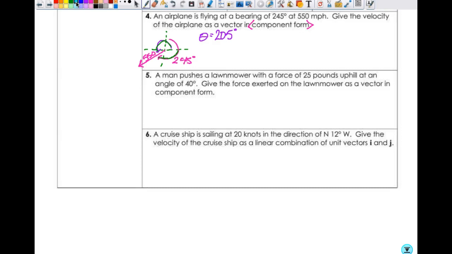All right. So now that we've got that, we want our vector in component form. So our vector is equal to the magnitude, which they gave me, 550, times the cosine of theta. It's very important they're using theta, not just the angle that they gave you, and that's 205. And then it's 550 times the sine of 205.